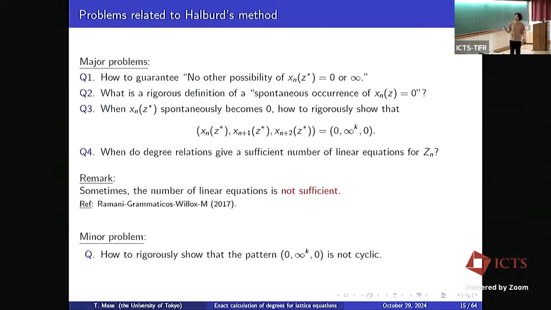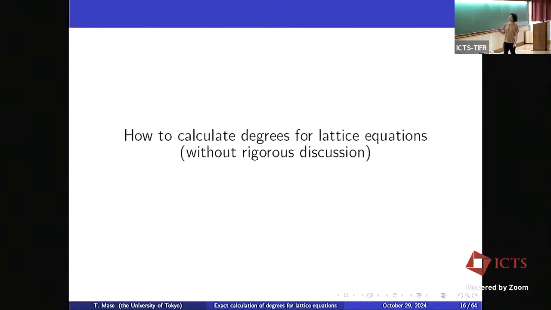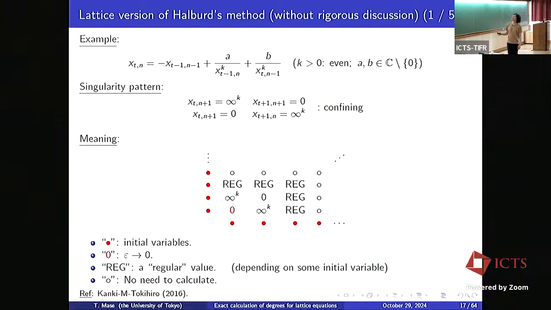Instead, I generalize the method to lattice equations and answer these questions in the lattice case, because for me, the lattice case is much easier than the case of mappings. So let's move on to the main part of this talk. Let's consider the lattice version of Halphen's method on this example.